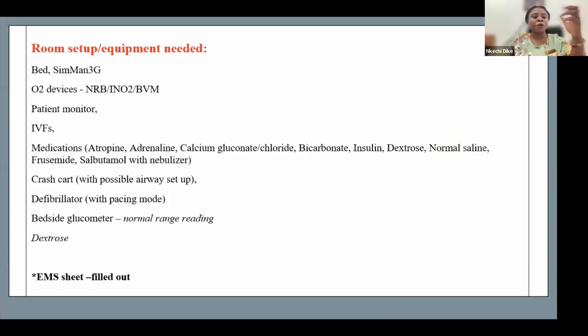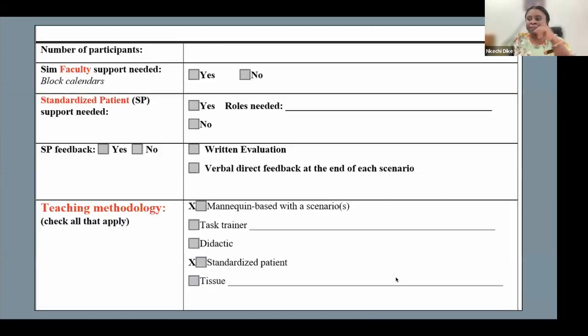All right, so just looking at that, I'm going to share with you again, for the same scenario, we brainstormed everything about the room and equipment, and then we went ahead to define whether we would need a faculty and block out their calendars. You can move on to the next slide. And then we needed a standardized patient here, so we requested for one. And then the teaching methodology was mannequin-based scenario and a standardized patient.